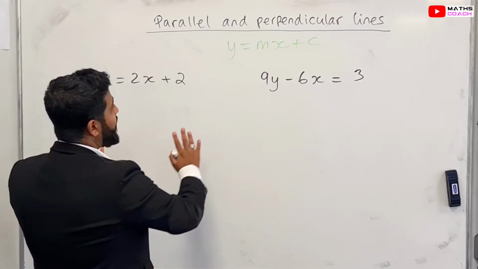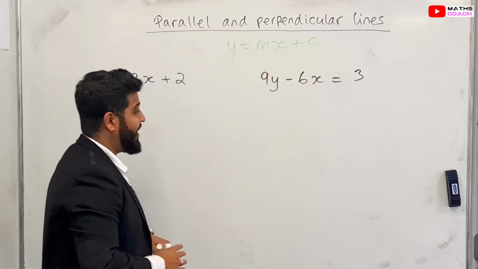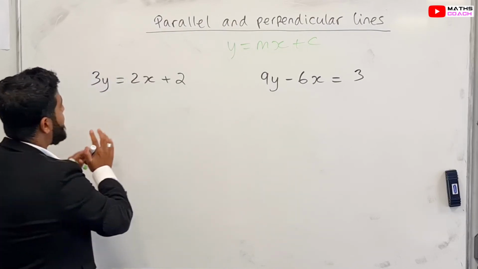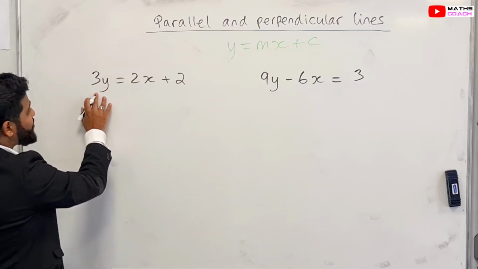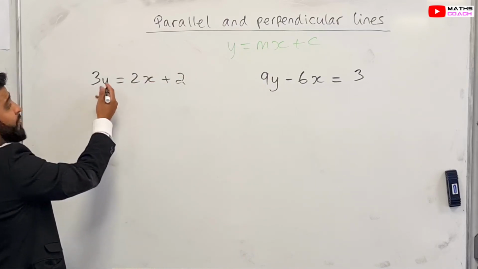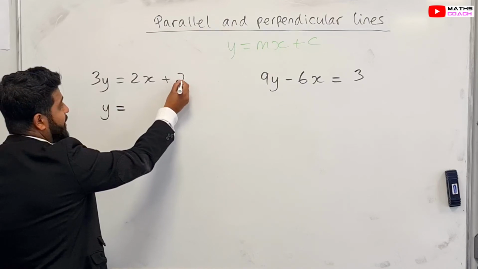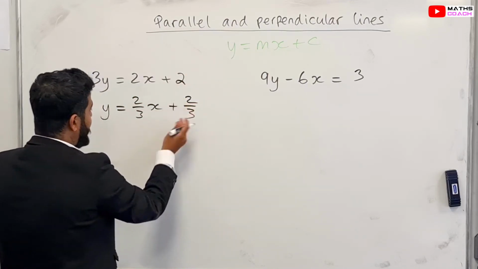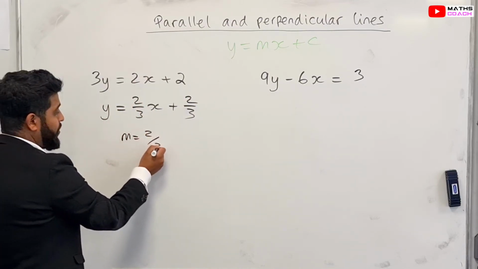Now, to do this, we need to get it into our classic y is equal to mx plus c format. And as you can see, currently they are not in that format. So we are going to get both of them into that format by doing what's necessary. So in this case, we've got 3y here. We want to get rid of that 3 because we want y on its own. So to get rid of that 3, we divide by 3. So therefore, y would be equal to, everything here divided by 3, 2 over 3x plus 2 over 3. And we have it in that format. And what's our gradient? Our gradient is 2 over 3.